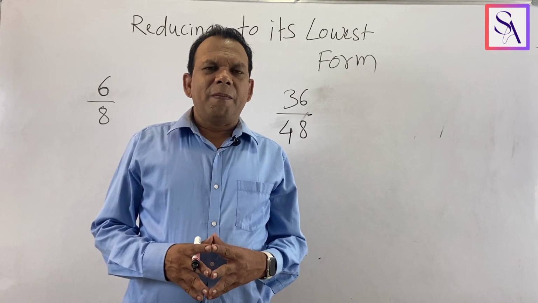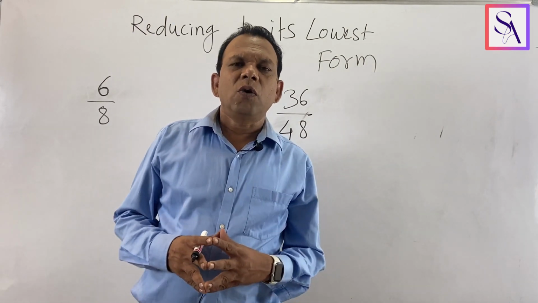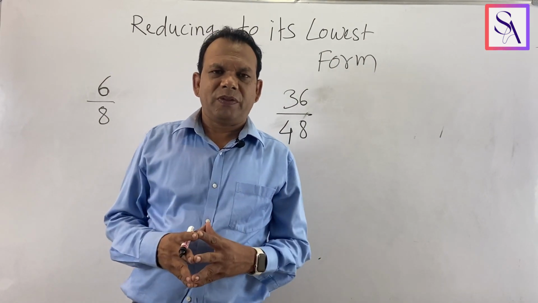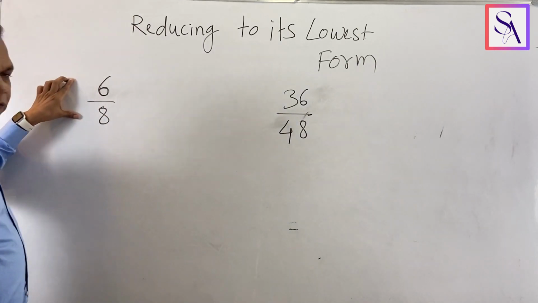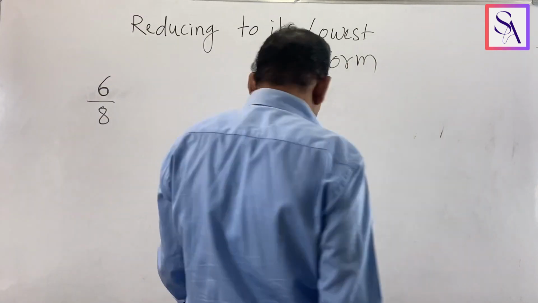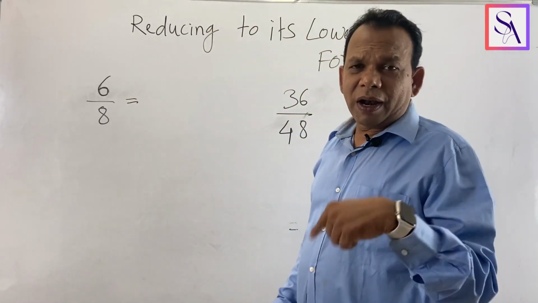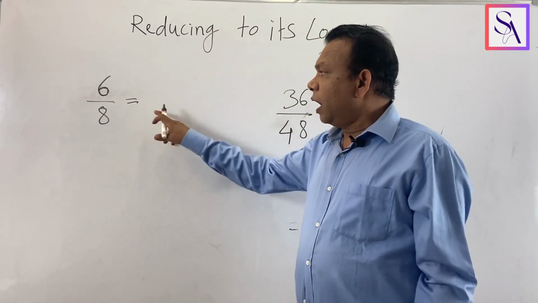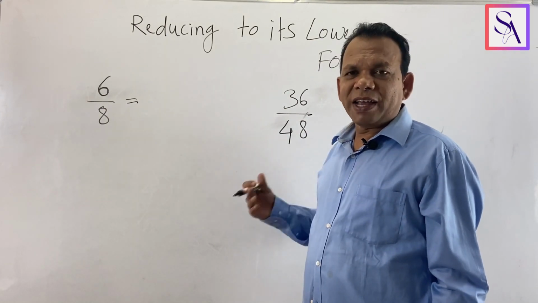Now we will recap quickly how to reduce any fraction to its lowest form. Suppose this is the fraction 6 by 8 and we have to reduce it to its lowest form. We have learned in the part 1 video how to reduce to the lowest form, right? So we are just revising it.